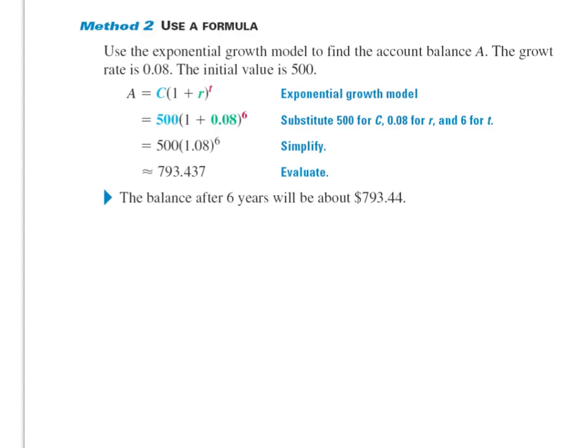So this is what you should have entered into your calculator: $500, the left parentheses, 1.08, and then close the parentheses, make sure, and then caret to the 6th power, and you should have gotten about $793.44.